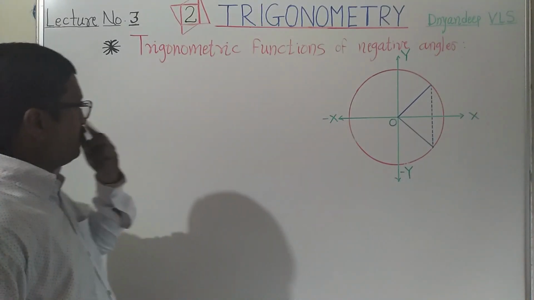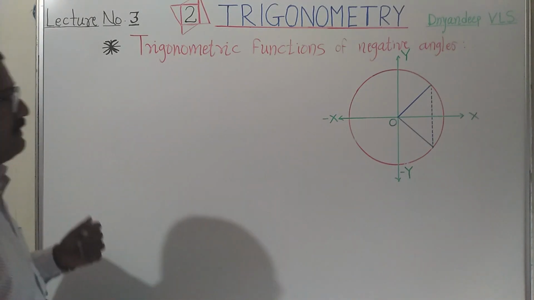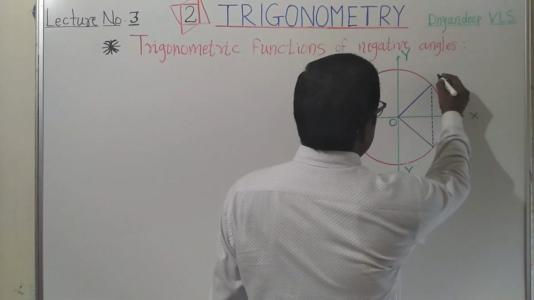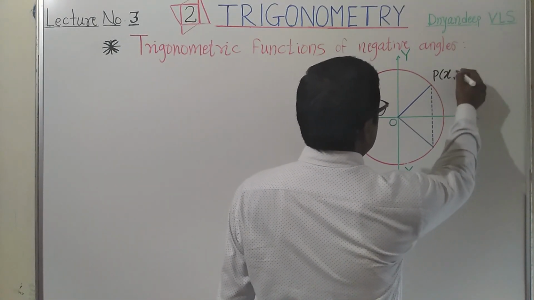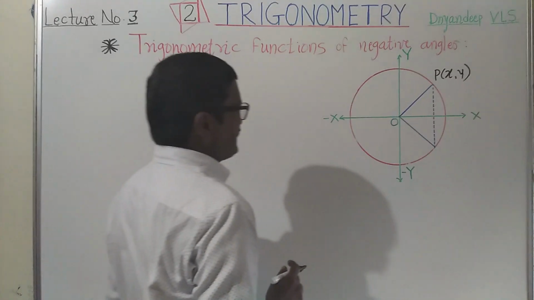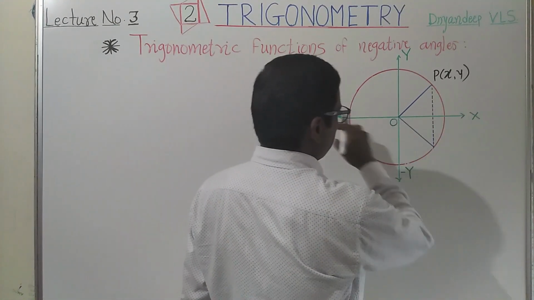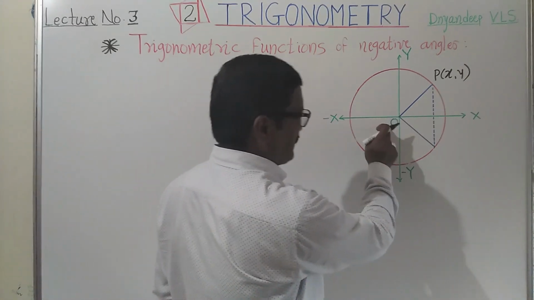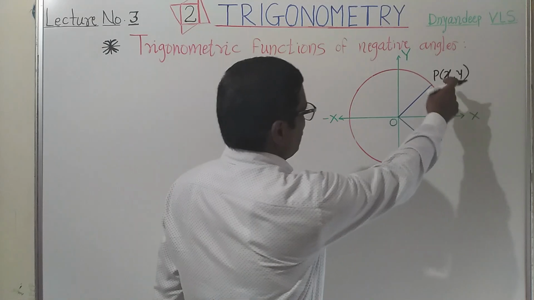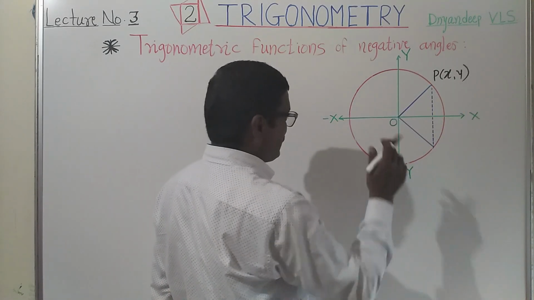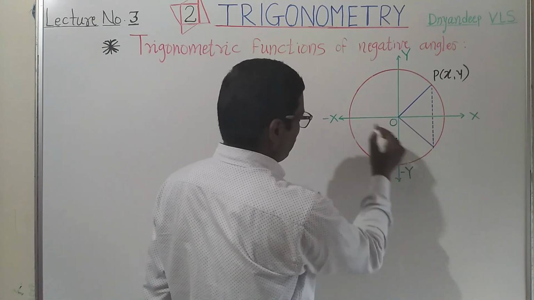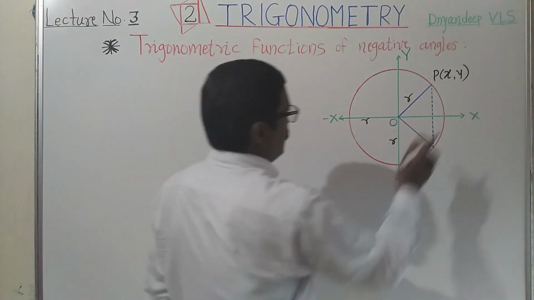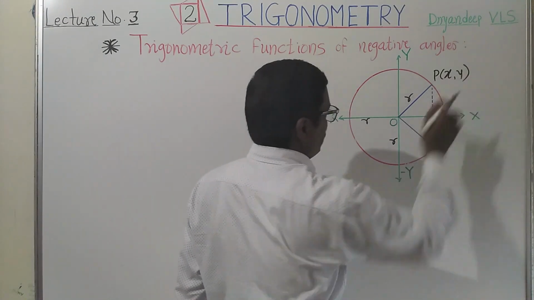Okay, to find the trigonometric functions of negative angles, we will take one point in the first quadrant, let point P having coordinates x, y, which is on the standard circle. This is the xy system. In this system, we have drawn this standard circle whose center is at the origin. Therefore, point P lies on the standard circle whose radius is r. At this stage, we will consider the radius of the circle equal to r. So distance OP is equal to r, and the coordinates of point P are x and y.